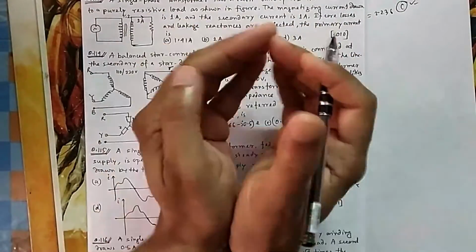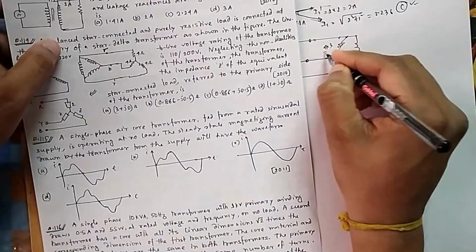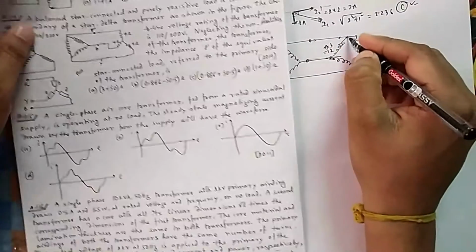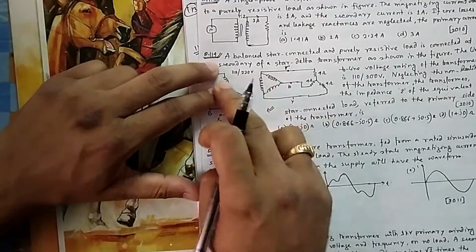Delta, because delta is compact, you are closing this one. So it will be 4 into 3, 12, or you can apply star delta conversion. So the impedance that you are getting here is 12. The same impedance will get reflected across this using that conversion ratio.